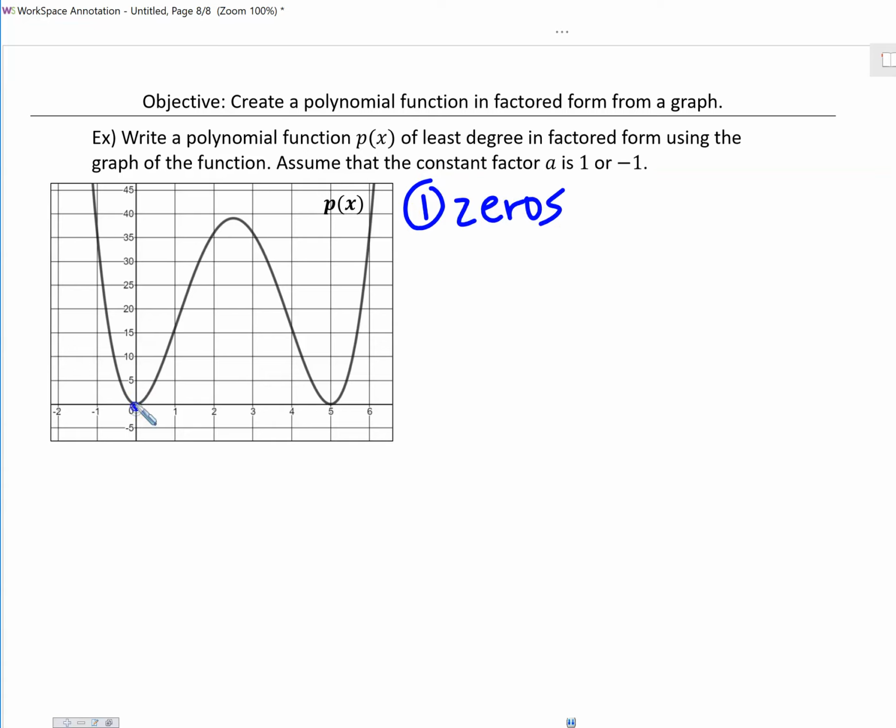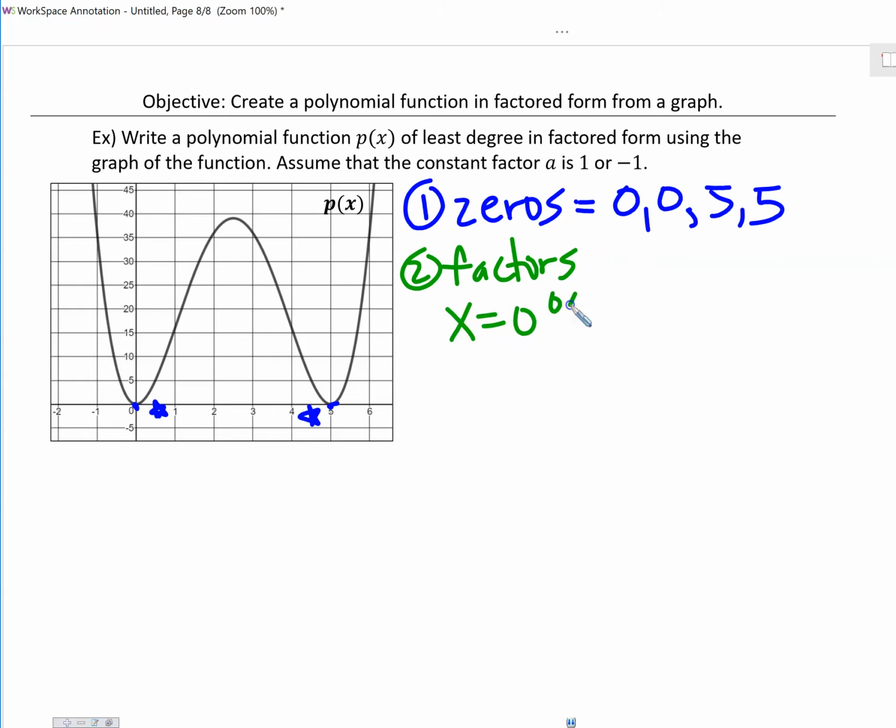So here I have a 0 of 0, and here I have a 0 of 5. Both of these are relative minimums, so they both have multiplicity, which means that 0 is a 0 twice, and 5 is a 0 twice. So now I am going to figure out the factors. So I have x equals 0, or x equals 0 again, or x equals 5, or x equals 5 again.